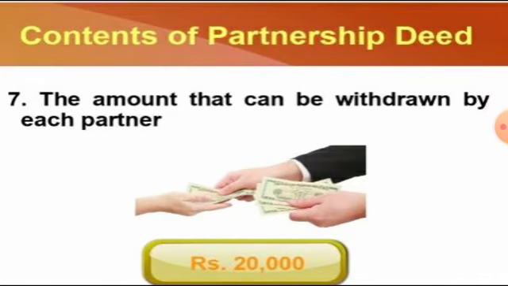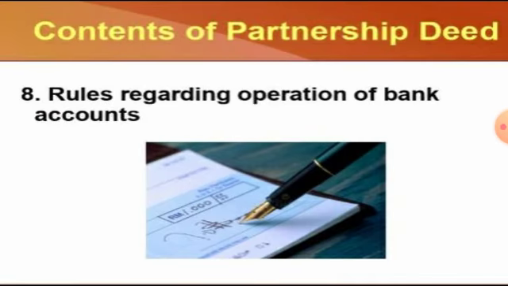The next content of partnership deed is the amount that can be withdrawn by each partner. So how much of amount can be withdrawn by each partner? That is one of the important contents of partnership deed. The next content is rules regarding operation of bank accounts. So what are the rules that all the partners are going to follow in operation of bank accounts?